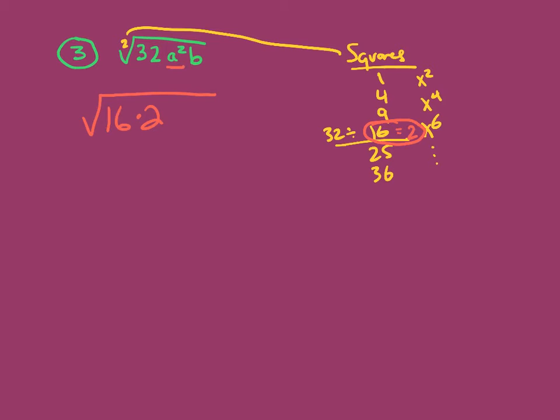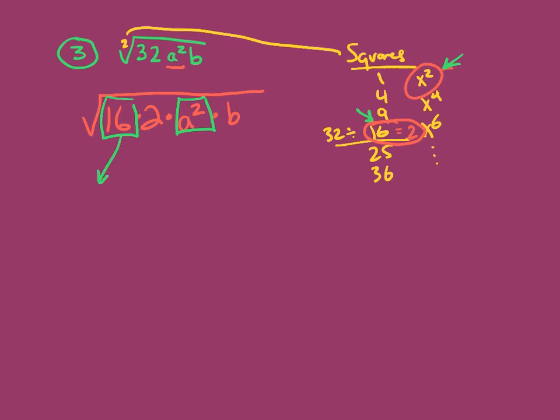And then looking at the a squared, you may need to rewrite it, but since x squared is on the list, we can just leave it as a squared. And then b is too small to have an x squared in it, so it doesn't have any squares. So we'll just leave it as b. And then the parts that are going to come out are the 16, since it's on the squares list. The a squared is on the squares list.